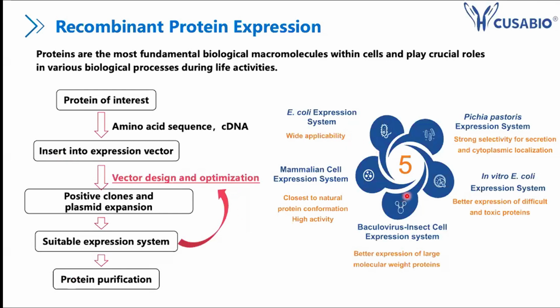So at CUSABIO, we have 5 different expression systems, and they are the common expression systems that we can find in the market. For example, we have the E. coli expression system, and for the eukaryotic systems, we have mammalian cells, baculovirus, and yeast. Besides these 4, we also have the in vitro E. coli expression system.